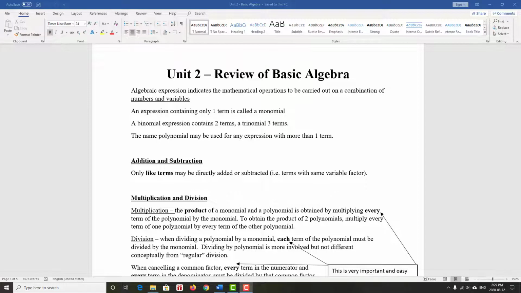Welcome to Unit 2 review of basic algebra. Similar kind of approach to Unit 2 is what we did for Unit 1. Unit 1, we just did a quick overview, went through a few things. The idea being it's more diagnostic than instructional.